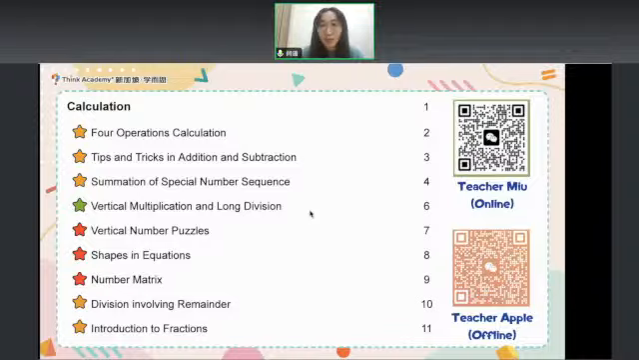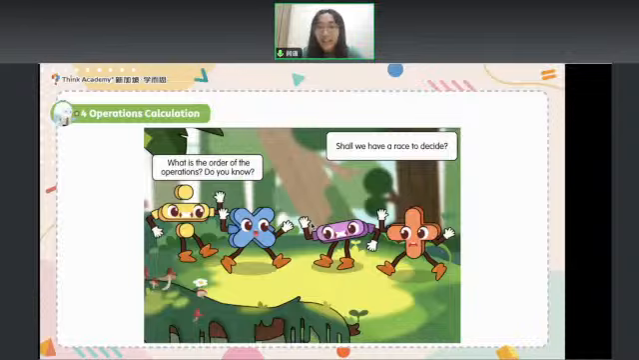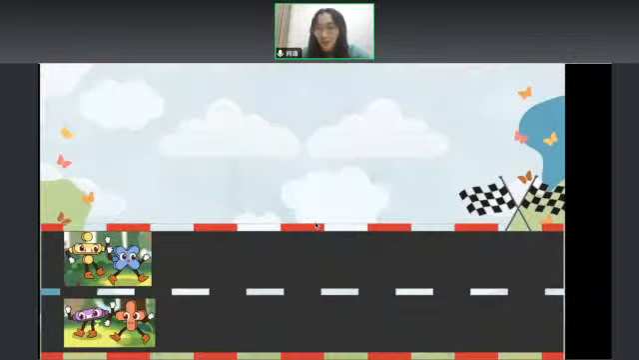So now let's move on to the first one, four operations calculation. I will go through this part fast, okay? So here, basically you see that we already learned the 4 operations in P1, that is division, multiplication, subtraction, and addition. So here let's have a look. What about in an equation? You can see all of them. So what is the order of the operations? Do you know? Okay, so here I will show you a story.